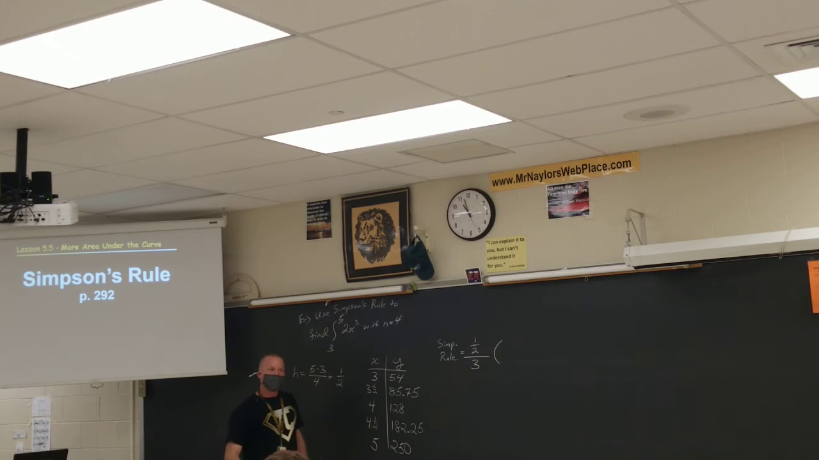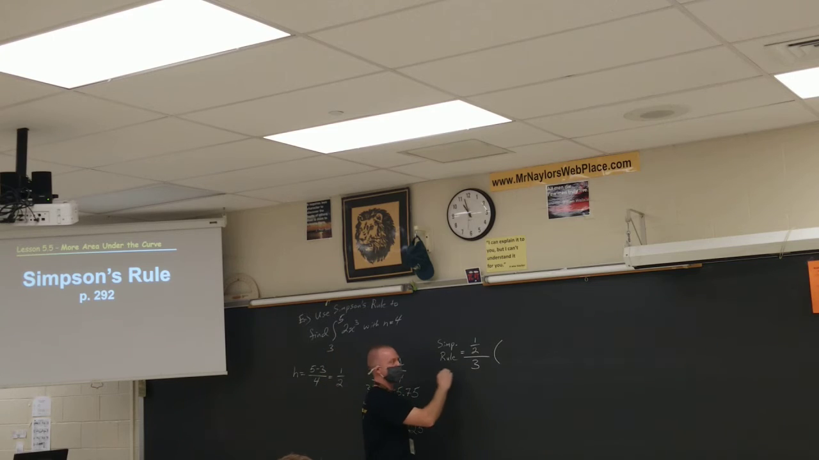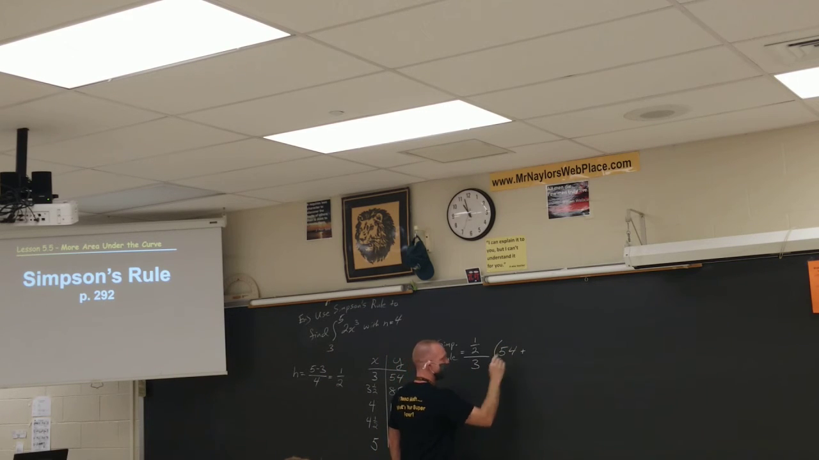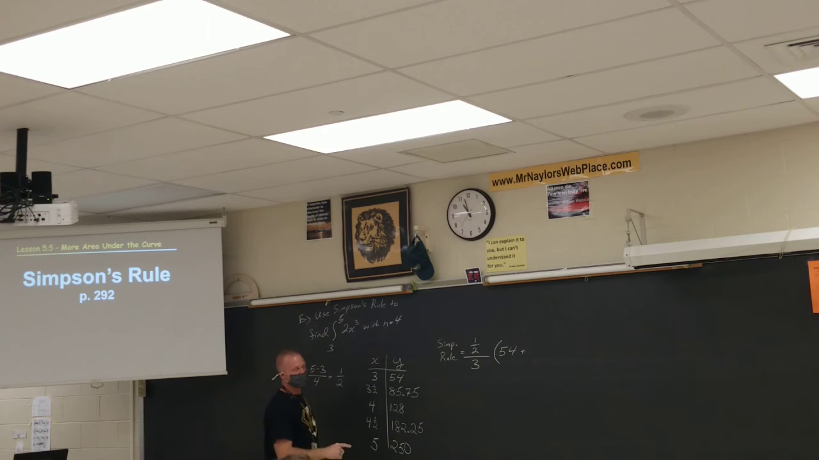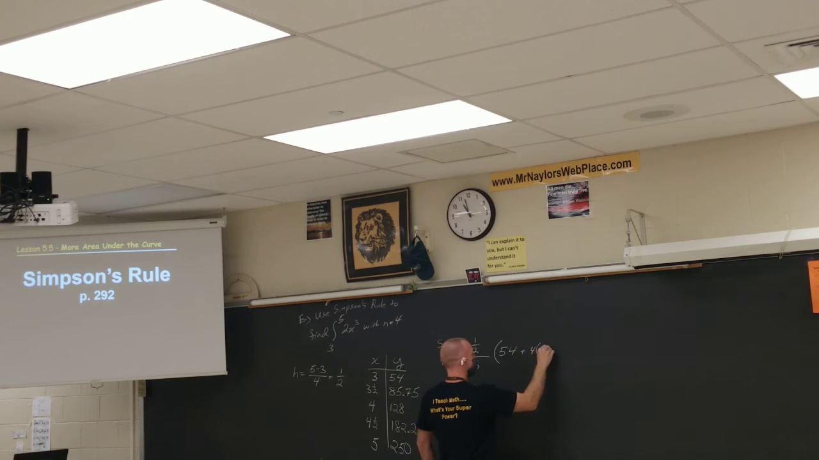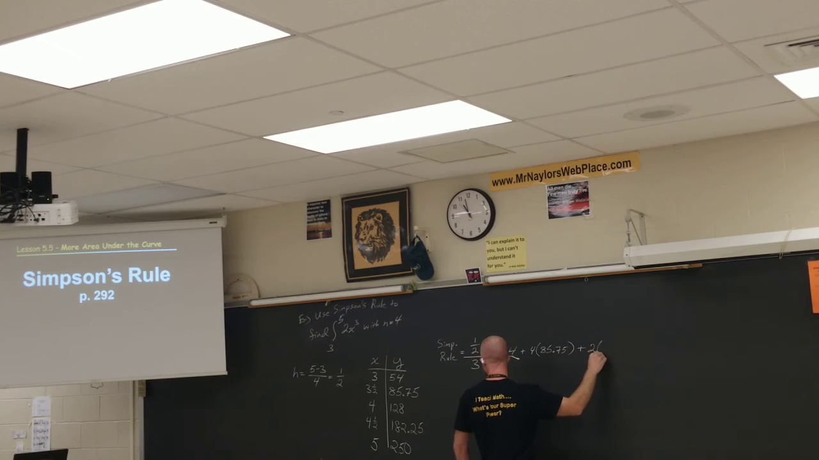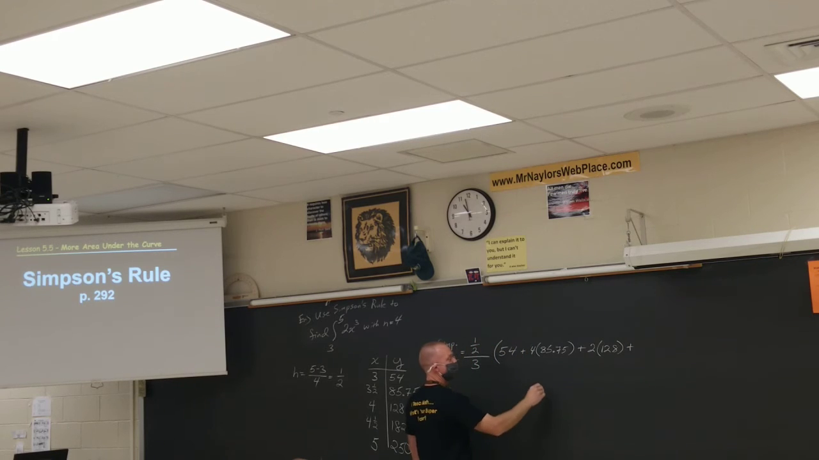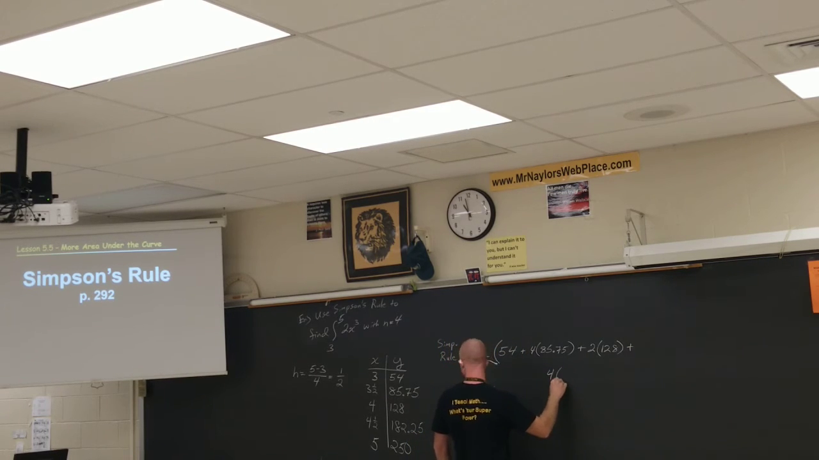And then we get this little oscillating pattern. Now, it always starts off with just a single for your first y value. And the truth is it always ends with a single for your last y value. But it's the y values in the middle that always have to follow that 4, 2, 4 pattern. So it's going to be 4 of my 85.75. It's going to be 2 of my next one, so 2 of my 128. It's going to be 4 of the next one, so 4 of 182.